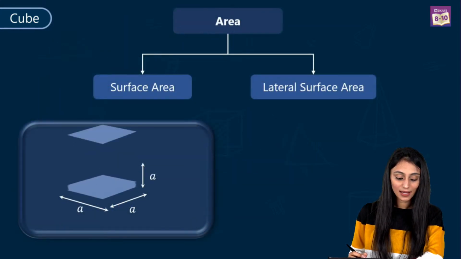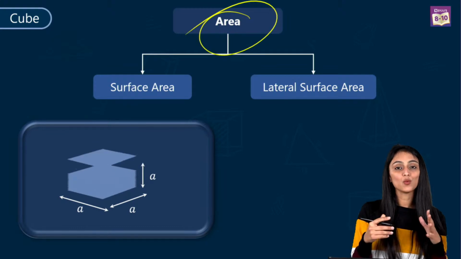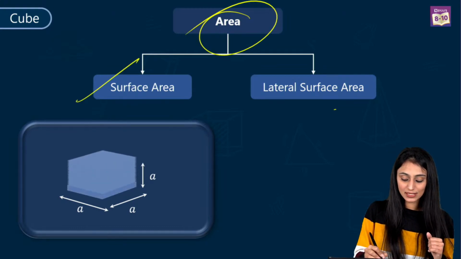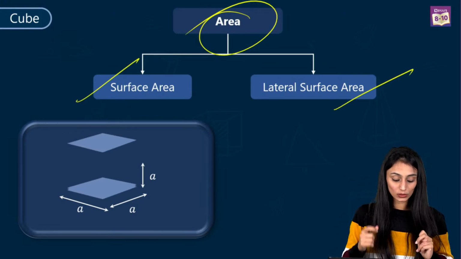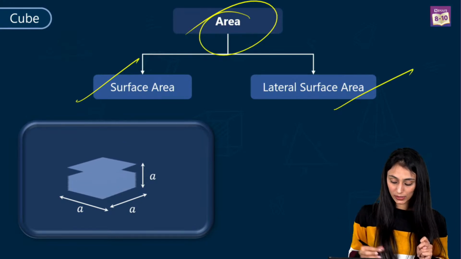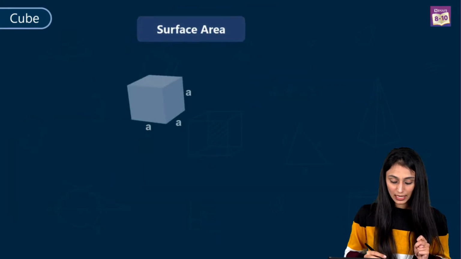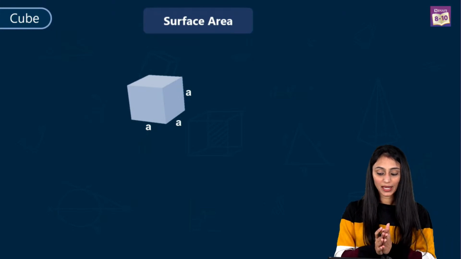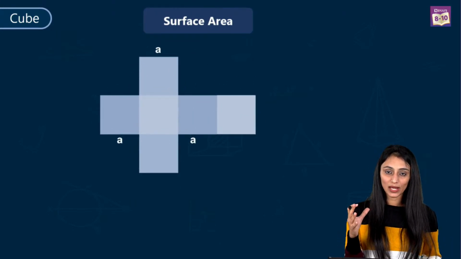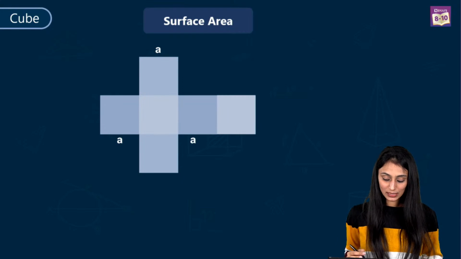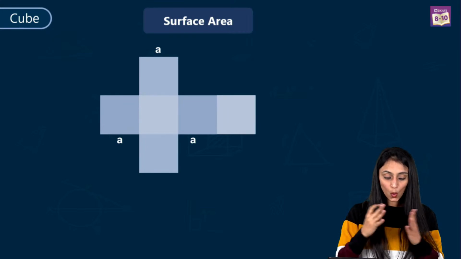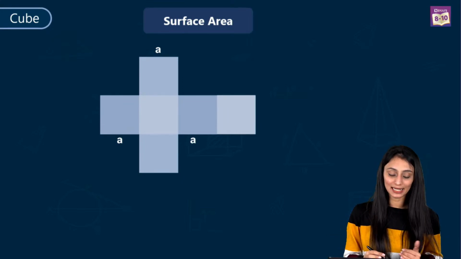So here I can see that cube also has 2 types of areas, that is surface area and lateral surface area. First I'll talk about the surface area. So we are talking about the total surface area over here. So here we have a cube. It's a colored cube. It has different colors of blue, you can see, like we did in the cuboid. So when you open it up, you can see that each one of them has a side length of A.